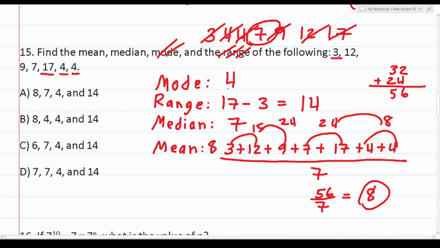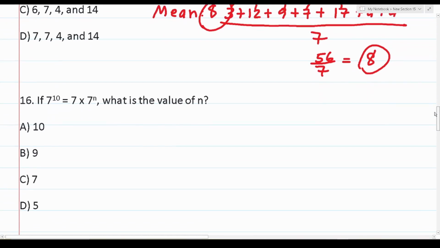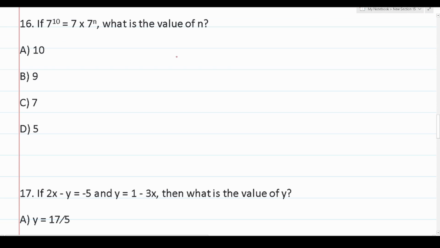So we're looking for these numbers: 4, 14, 7, and 8. So let's see if we got it here. 4, 14, 7, and 8. So right away, I know A is the correct answer choice. And I'm not going to look at any of the other ones. So that's this one.